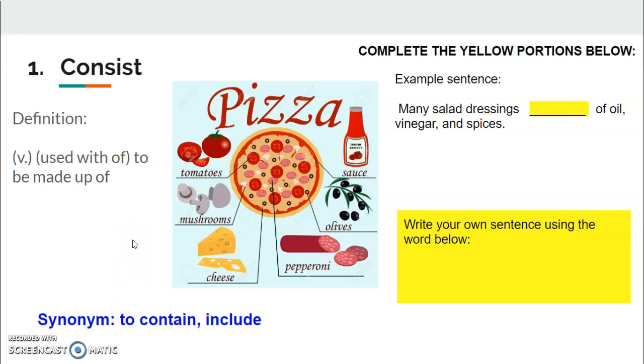My favorite genre of music consists of oldies and country music. Our example sentence: many salad dressings consist of oil, vinegar, and spices. So when we're talking about the word consist, we're talking about what something's made up of. All right, so you can pause this video and work on this word, fill in the blank, and write your own sentence.